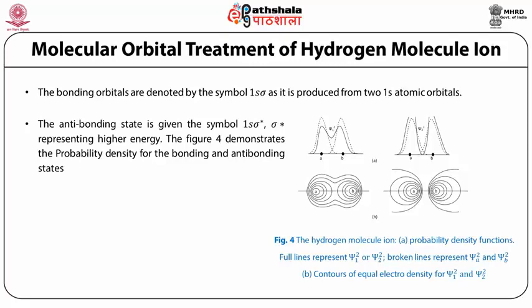The A part gives us the probability density functions. In the case of the hydrogen molecule ion, the full lines represent psi 1 square or psi 2 square, while the broken lines represent psi A square and psi B square. And in the B part, contours of equal electron density have been depicted for psi 1 square and psi 2 square.